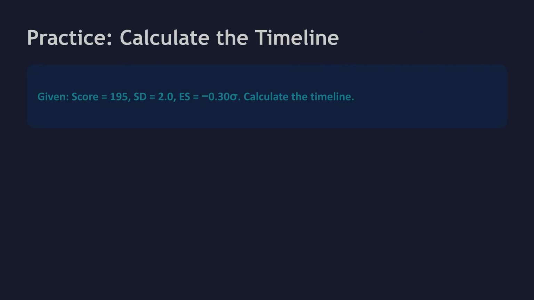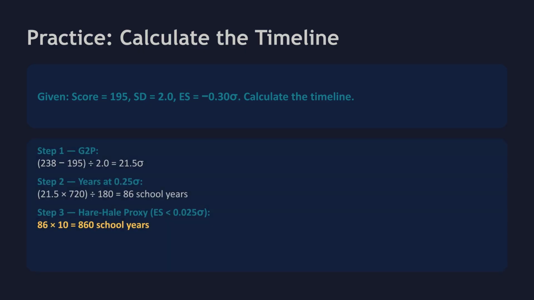As a practice example, given a score of 195, a standard deviation of 2.0, and an effect size of negative 0.30 sigma, the calculated gap to proficiency is 21.5 sigma. Applying the Hare-Hale proxy, this results in an 860 school year timeline.